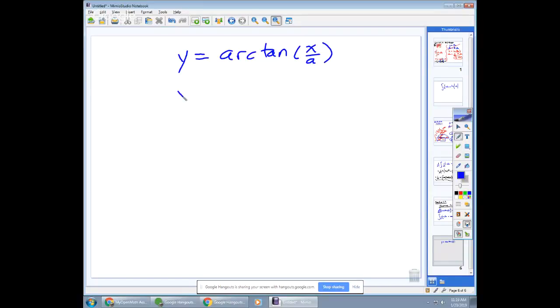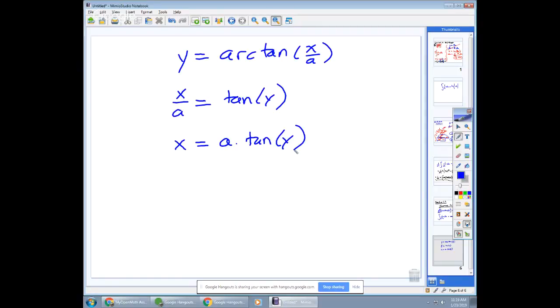I can rewrite that by saying x over a has got to be the tangent of y. One more step solving for x, I get x equals a times the tangent of y. So one way to think about this is, if I just put an x and not an x over a, that's like having a radius of 1. If I throw an a in there, that gives me some arbitrary radius. Okay, that's a way to think about it.